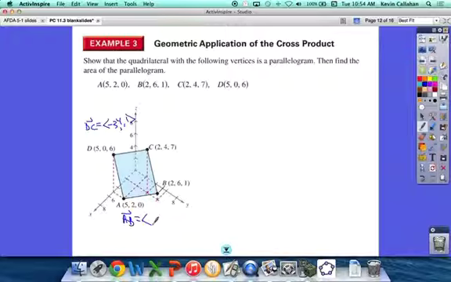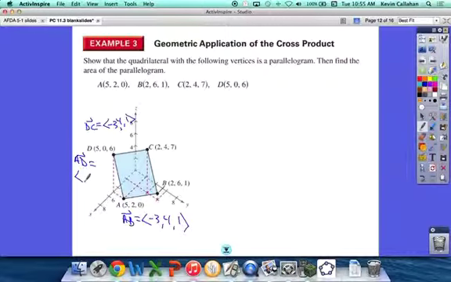2 minus 5, 6 minus 2, 4, and 1 minus 0, 1. Okay, so we've shown that. Now we need to show that these are the same. So I'm going to use AD, in that order. AD.